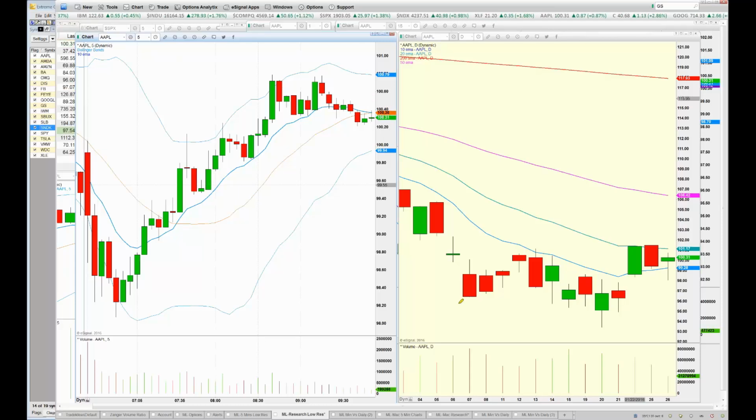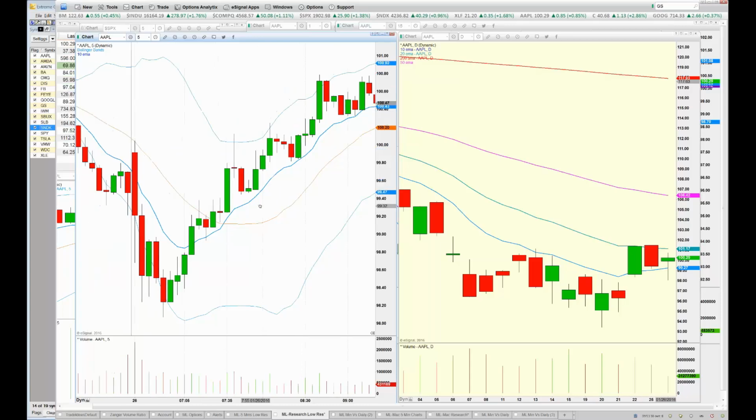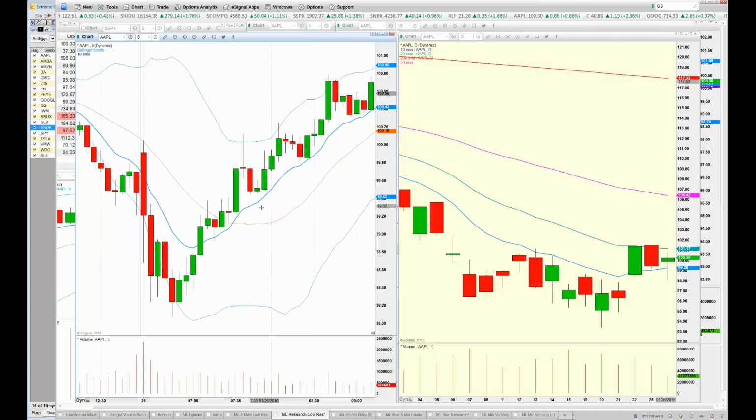Jeff is asking, on Apple, you'd exit on that third spinning top candle, right? Close. So let me show you. Let's back it up. So right here, things look great on Apple. Still in a trend, beautiful bounce off the 10 moving average.